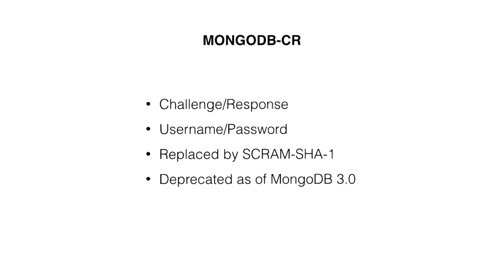You will only encounter MongoDB CR on versions of MongoDB older than 3.0, or on servers that were upgraded from a previous version to 3.0 or above. If you do encounter MongoDB CR in production, it is highly recommended that you upgrade to a version of MongoDB where Scram SHA-1 is supported, and that you then migrate those old users from MongoDB CR to Scram SHA-1. We'll have a lesson that walks you through this process later in the course.